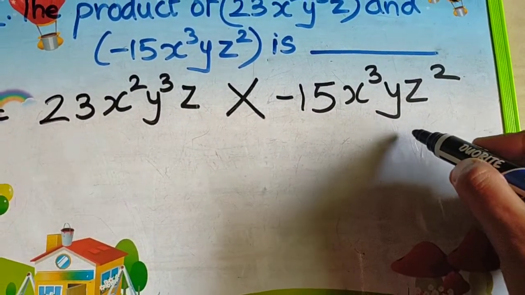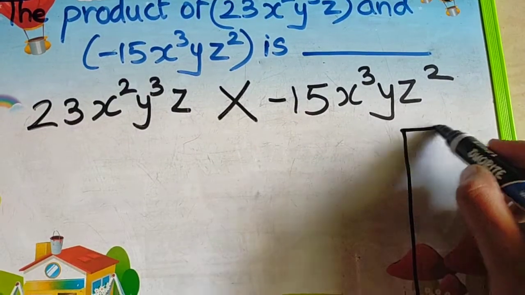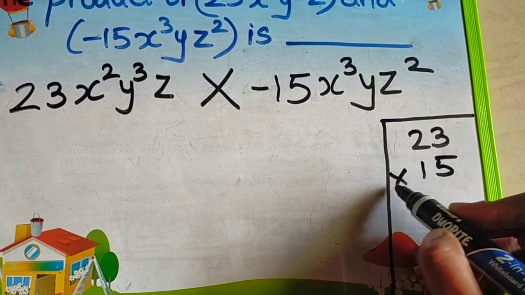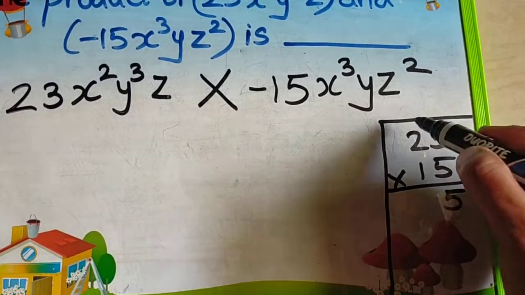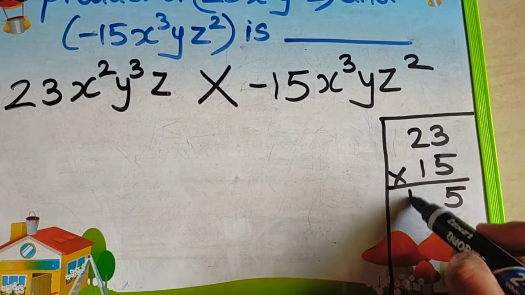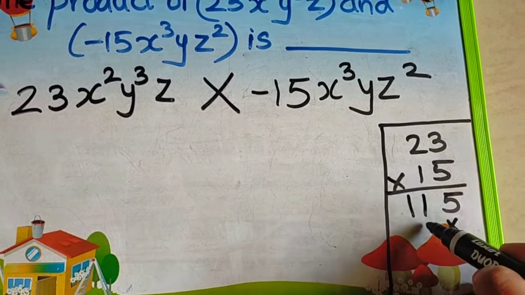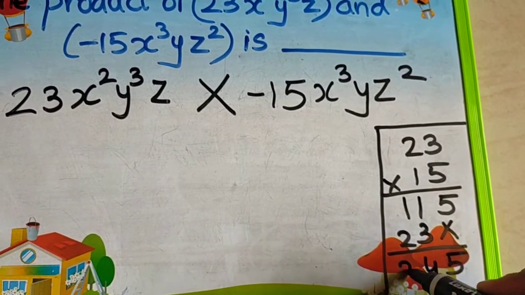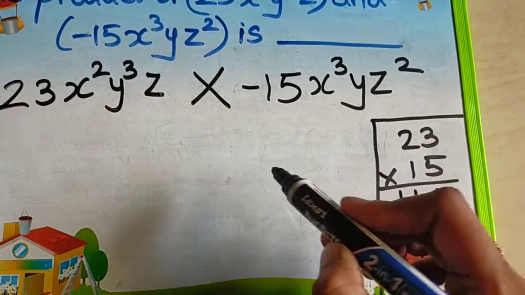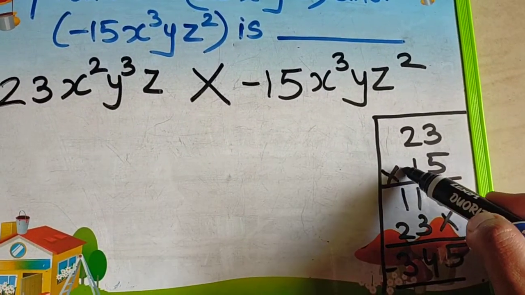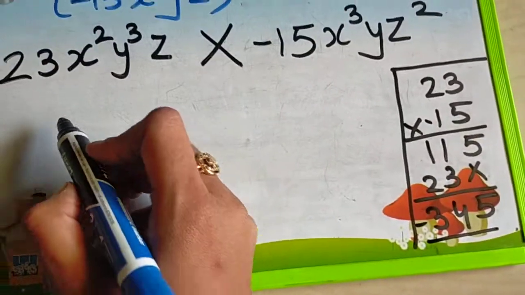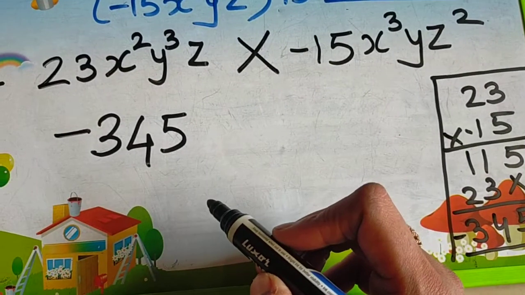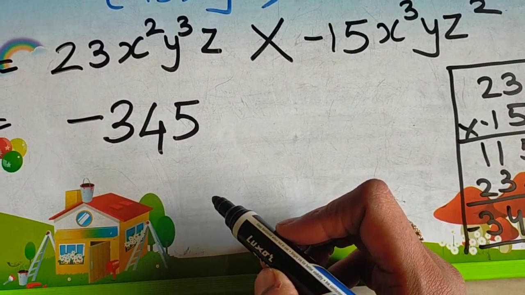Okay, so you can make a rough column and you can multiply over here 23 into 15. So what will you get? 5 threes are 15, 1 is the carryover, 5 twos are 10 plus 1, 11, then 1 three is 3, 2 ones are 2. So I will get 345, and as the minus sign is there, we have to put the minus sign. Okay, so the answer is minus 345, but we have to multiply the variables also.